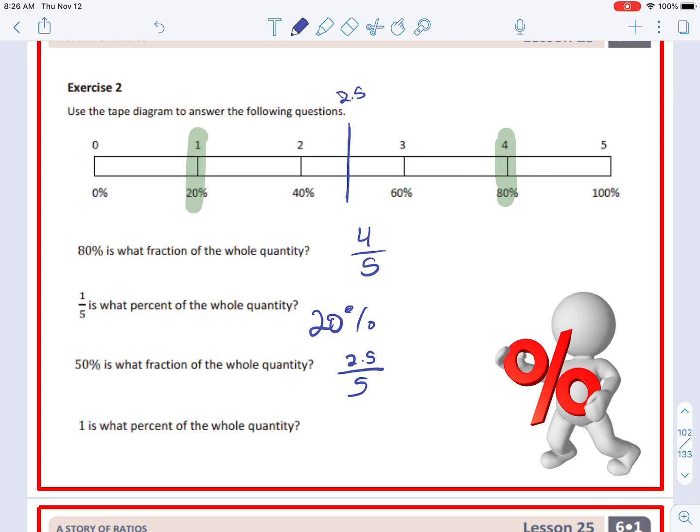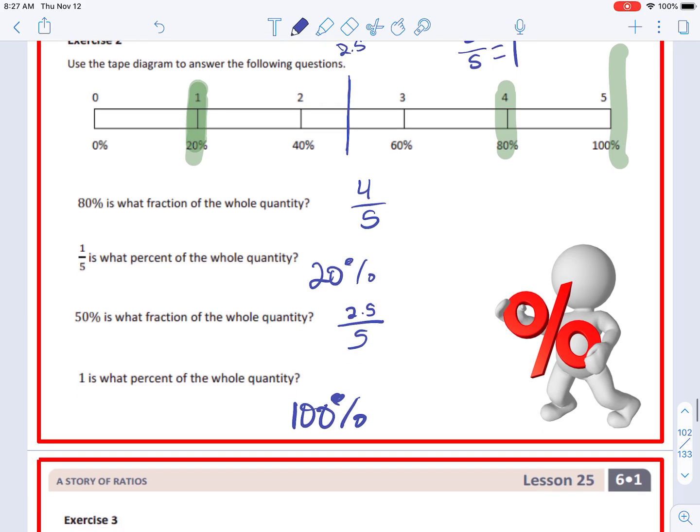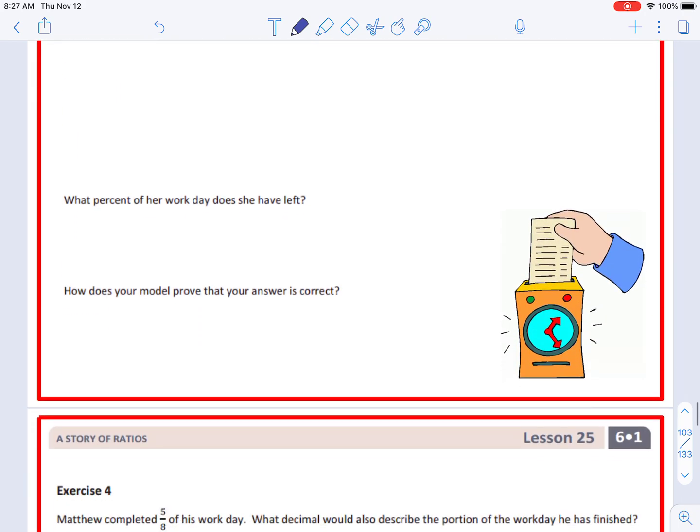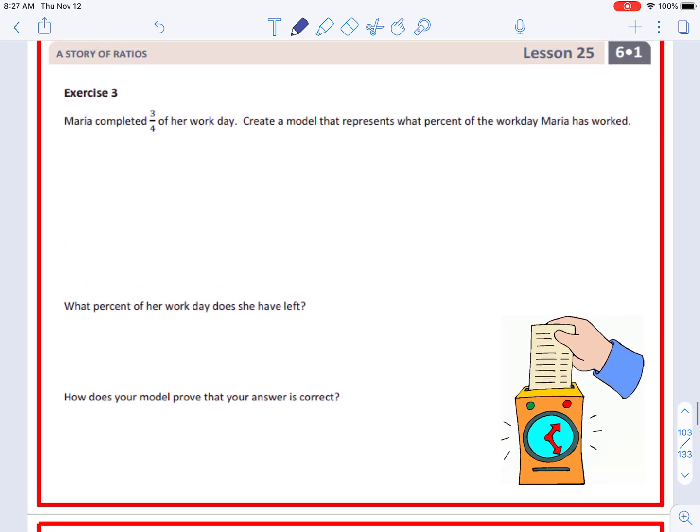And then 1, the whole number 1, is what percent of the whole quantity? Well, we're not talking about 1/5. We're talking about 1, which means 5/5 is equal to 1. So 1 would be 100% of the whole quantity, because it is the whole quantity. Okay? Let's go ahead and move on.